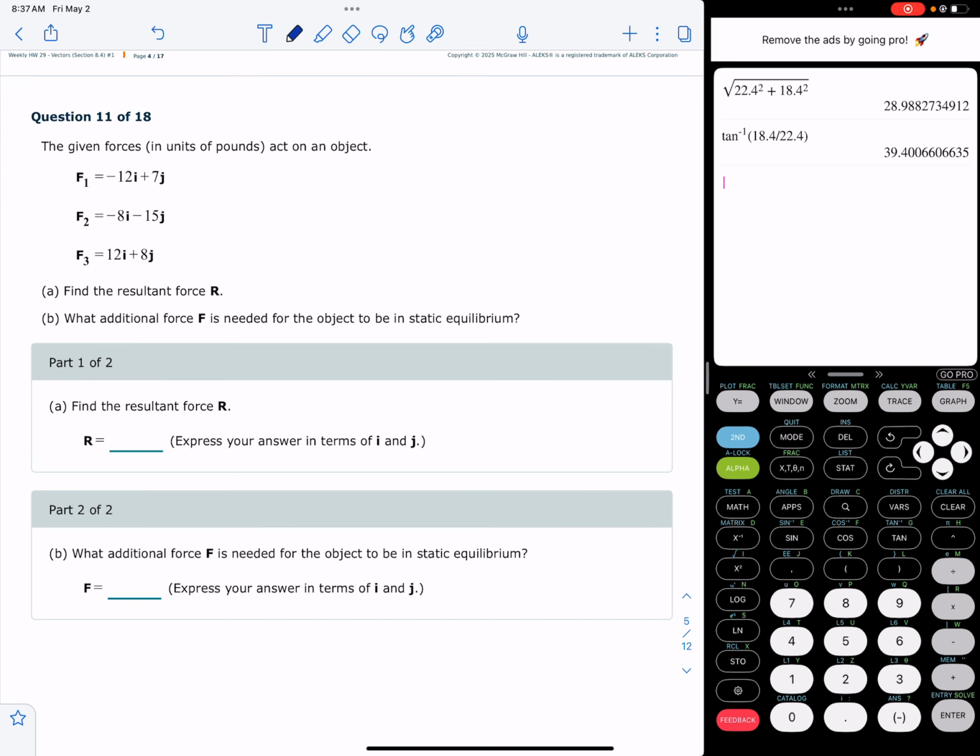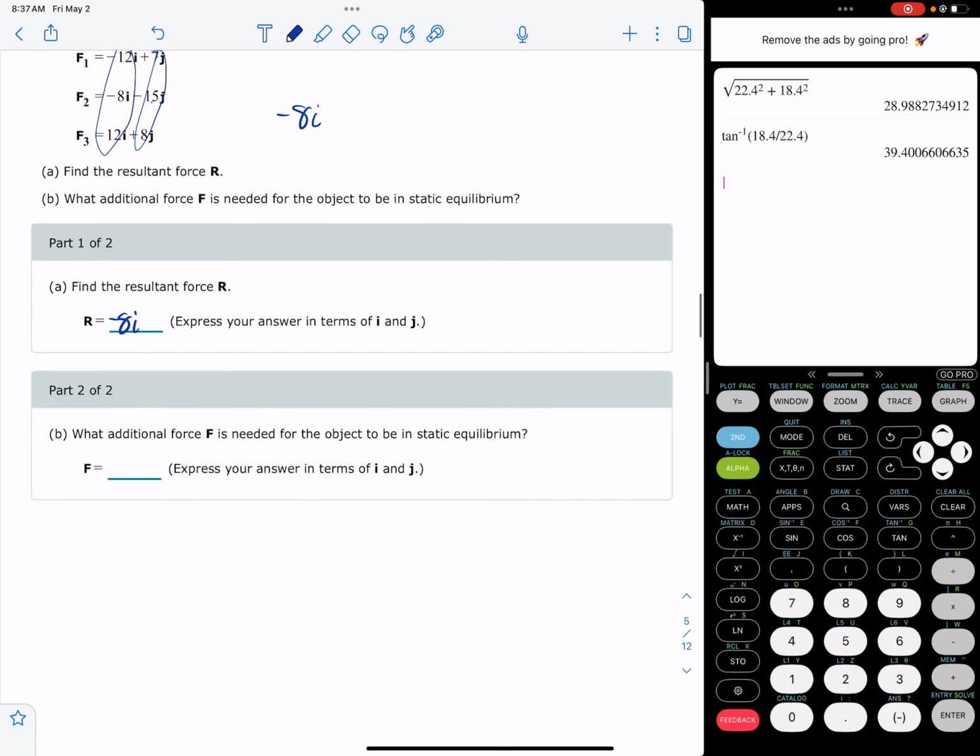Okay, you're going to do the same thing here. You just have to add 3 things together. So -12, -8, and 12 is going to give us -8. And then 7 minus 15 plus 8 is going to give us 0. So our resultant vector is -8i, but there is no j. So then the opposite would be +8i. Some books might write plus 0j, but most of the time they don't.